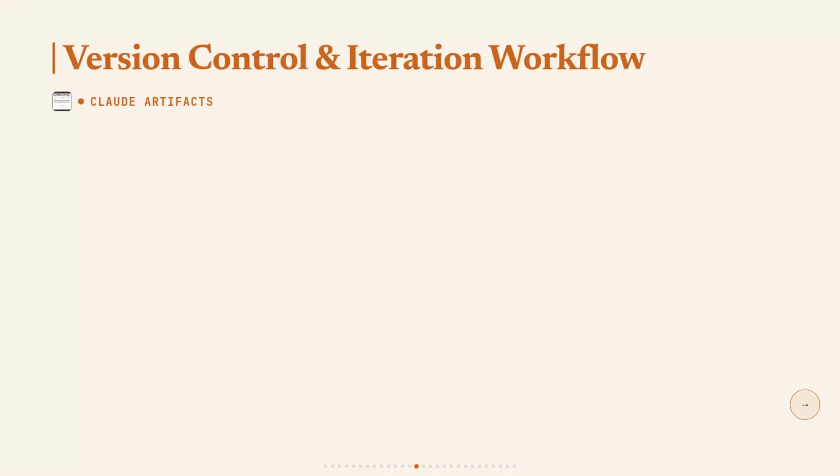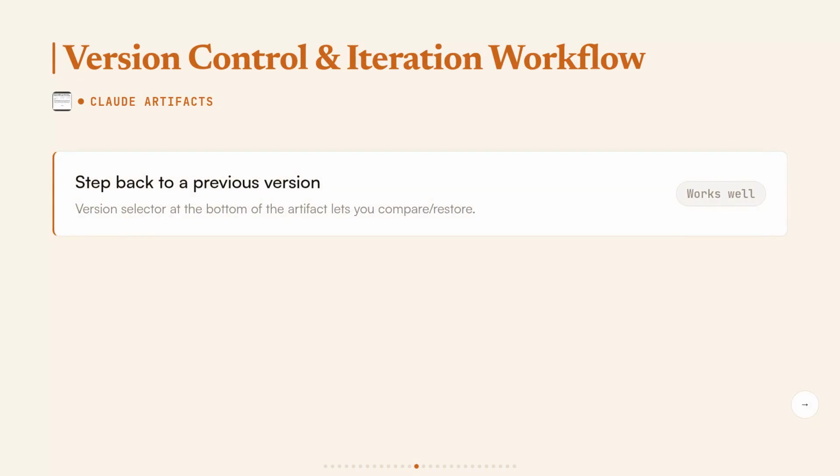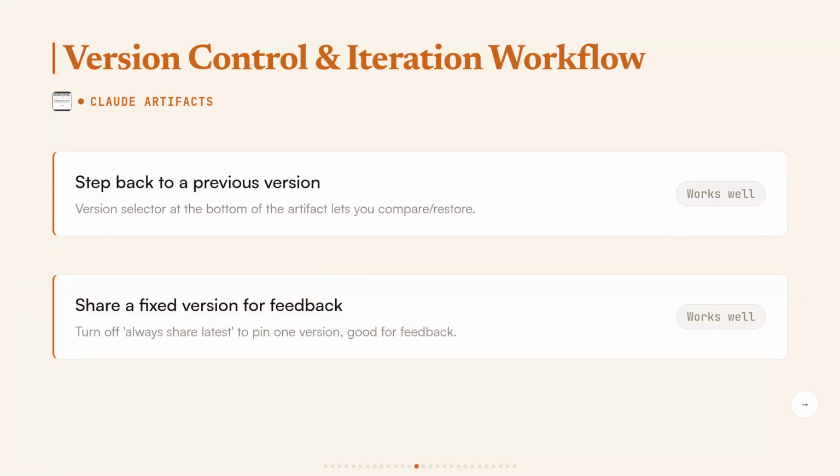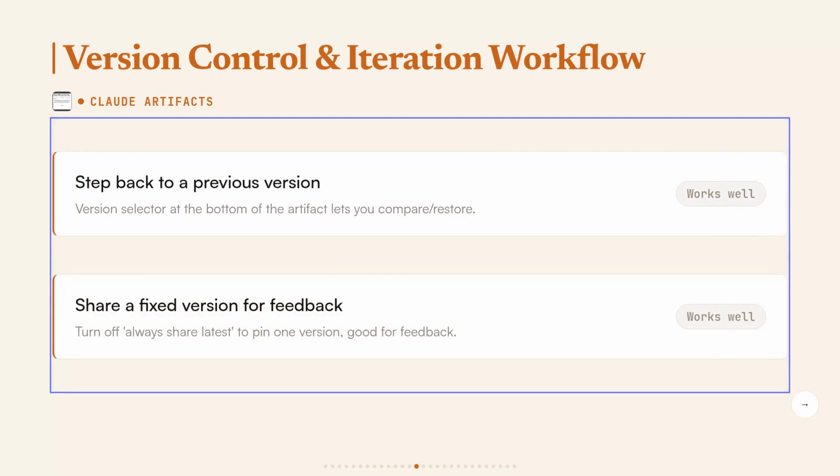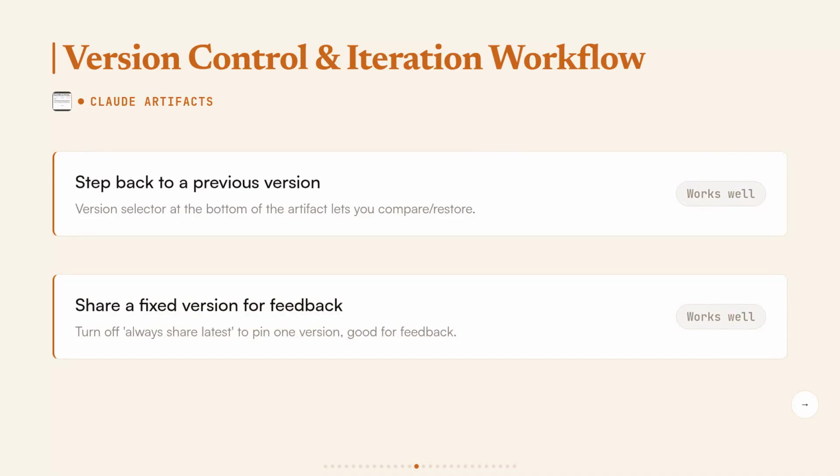So here's what actually happened. Every edit creates a new version, and a selector at the bottom of the artifact lets you step back and compare. So experimentation carries no risk. You can also turn off Always Share Latest to pin one version for client feedback, which is a genuinely useful workflow. Fair caveat though, this is artifact level versioning, not Git. There's no merge, no diff, just stepping back.